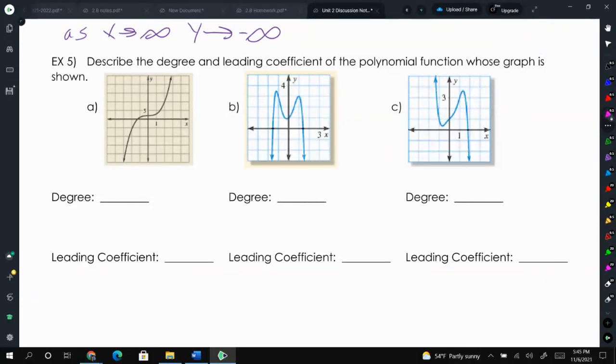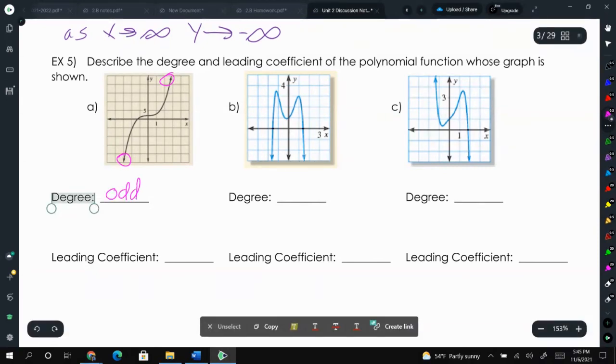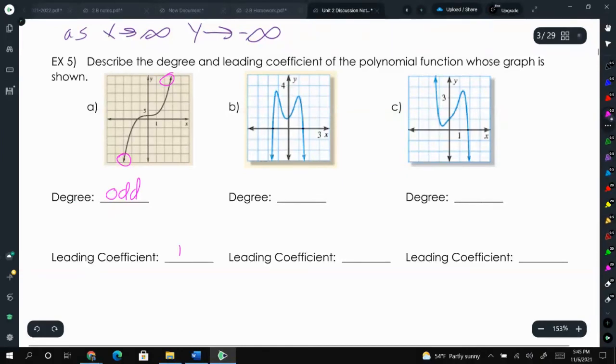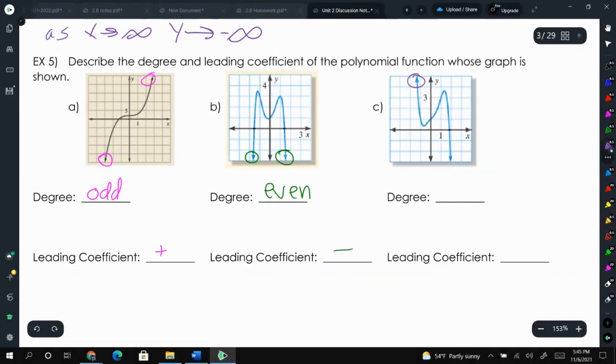So this one, we see the ends are going in opposite directions, which means the degree must be odd. And because the right side is going up, the leading coefficient must be positive. You can always look at the right side to see if we have a positive or negative leading coefficient. The right side going up means positive, the right side going down means negative. This one right here, both ends are going down. Both ends are going in the same direction, so that means we have an even degree, and since they're going down, we have a negative leading coefficient. This one, the ends are going in opposite directions, so that is, again, an odd degree. And since the right side goes down, we have a negative leading coefficient.